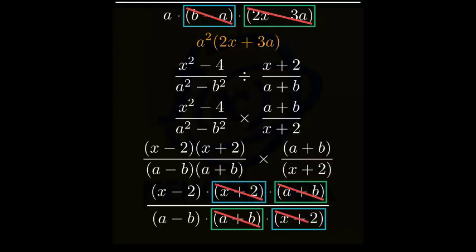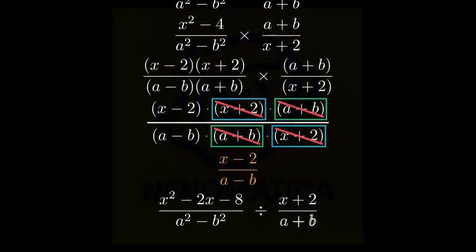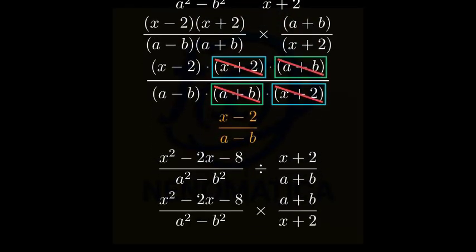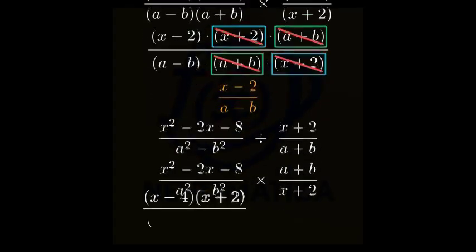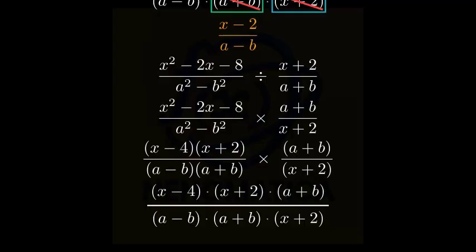Example 3. Another division problem. Here is our expression. Change division to multiplication by the reciprocal. Factor x squared minus 2x minus 8 as x minus 4 times x plus 2. And again a squared minus b squared as a minus b times a plus b. Cancel a plus b, cancel x plus 2. We obtain x minus 4 over a minus b.